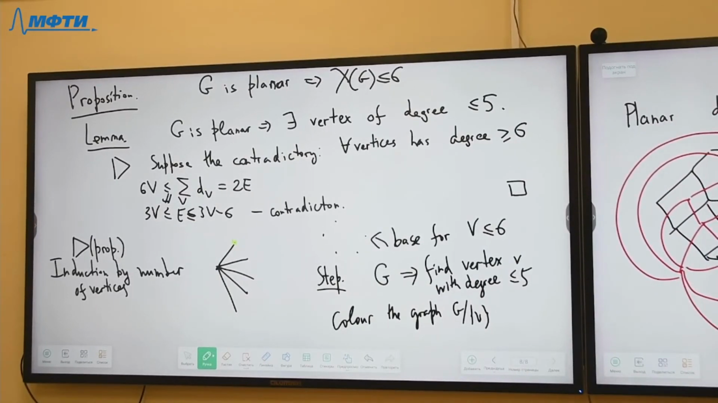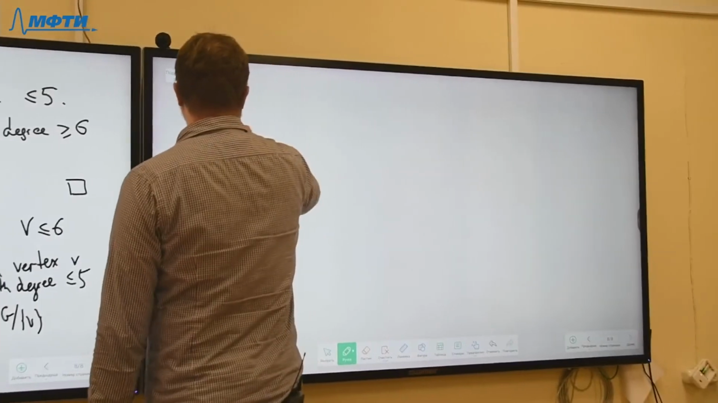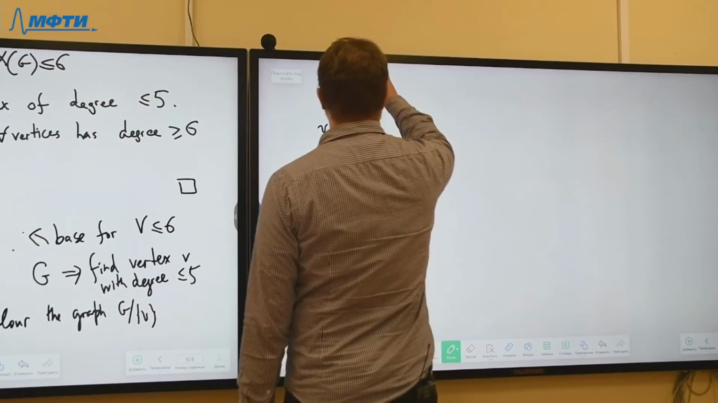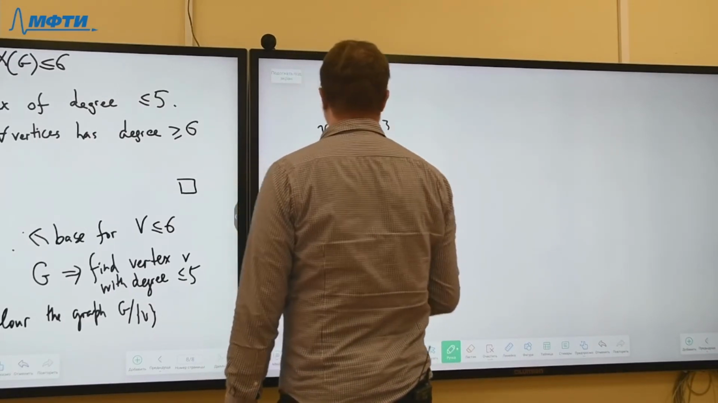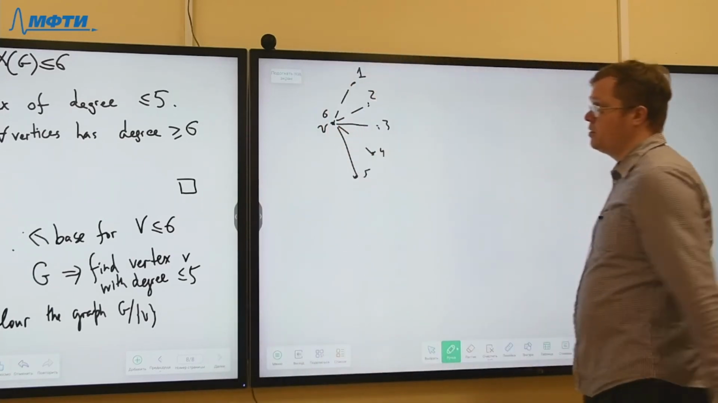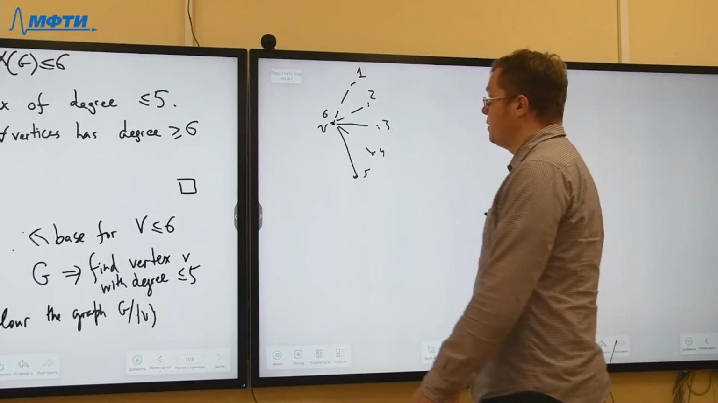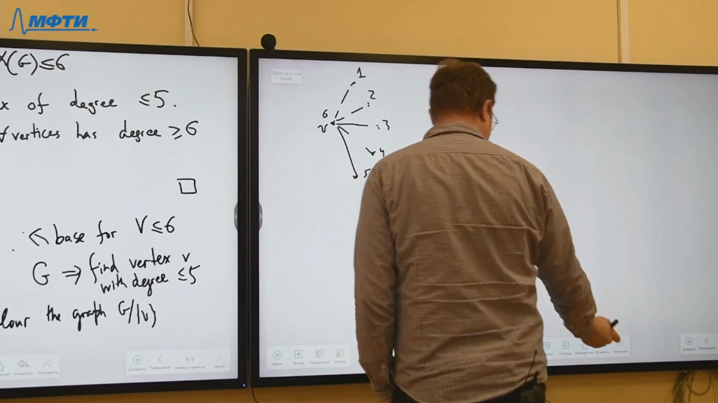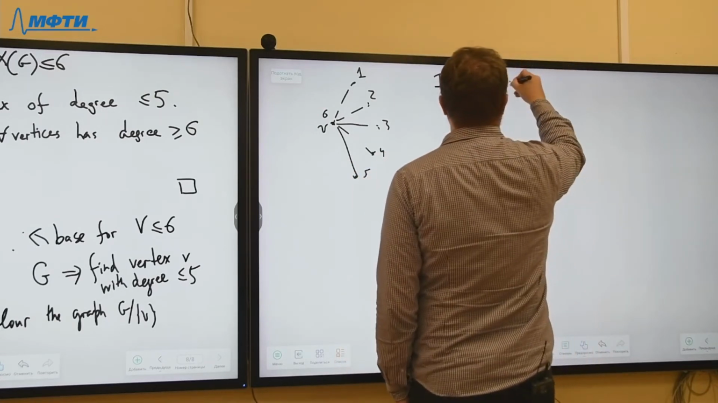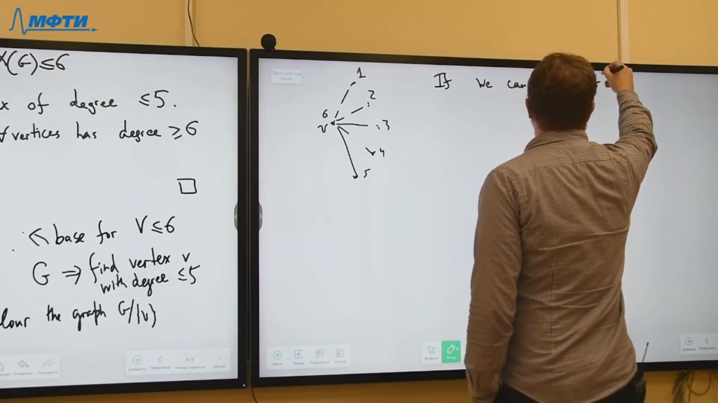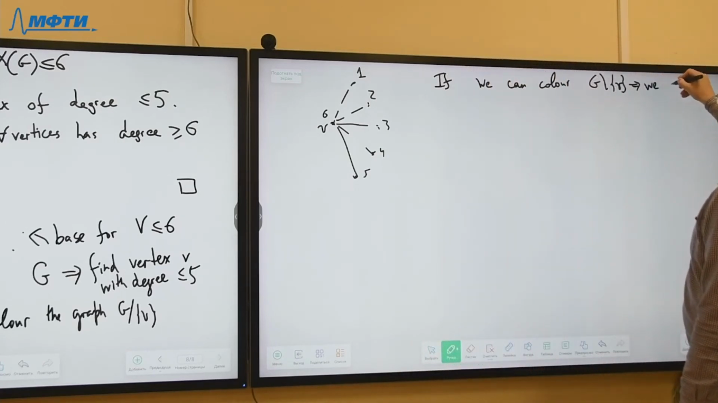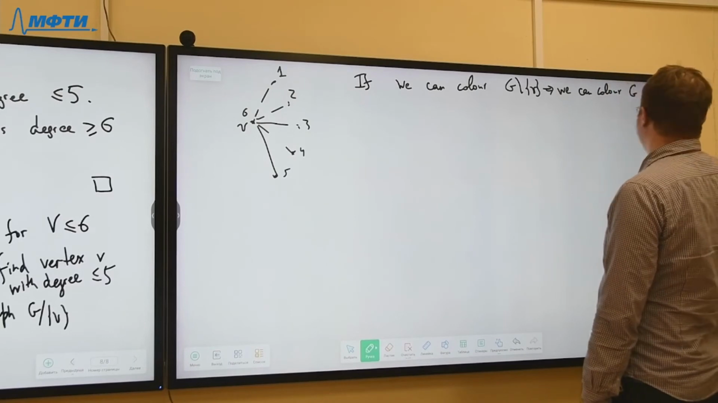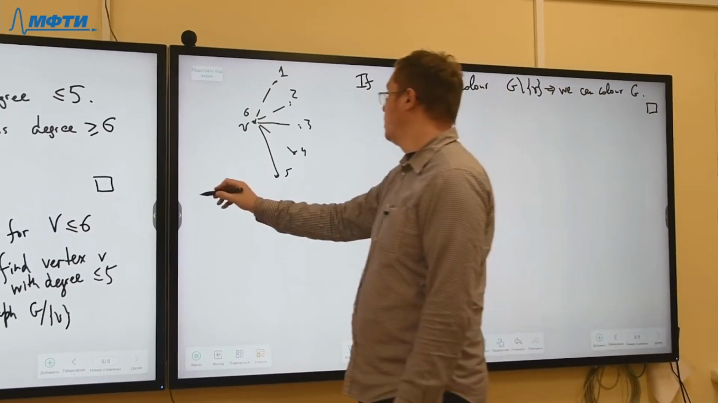And then we have this picture: the vertex V is connected with at most five different vertices. Even if they have five different colors, we still have a sixth color to put on the vertex V. So if we can color G minus V, then we can color G. And so we can color all the graphs into six colors.